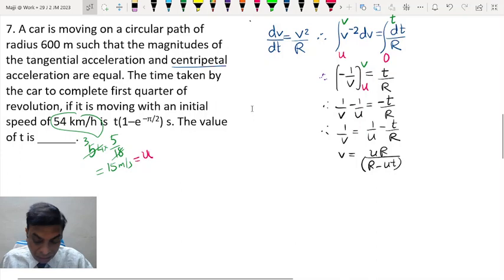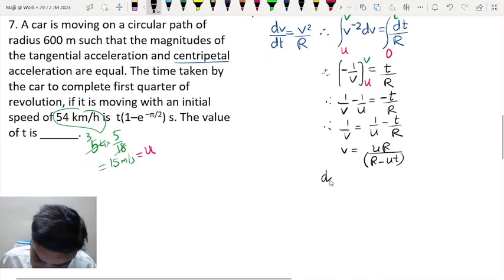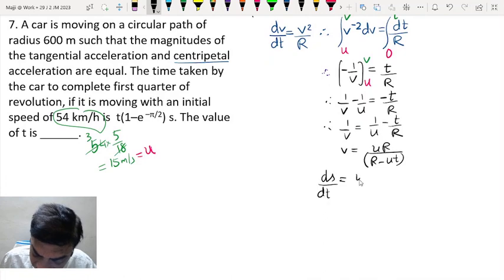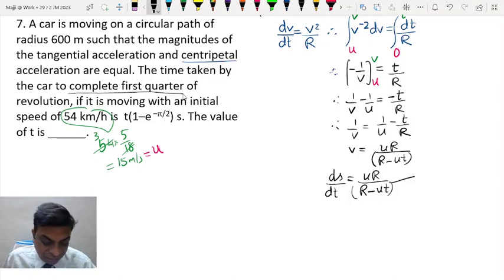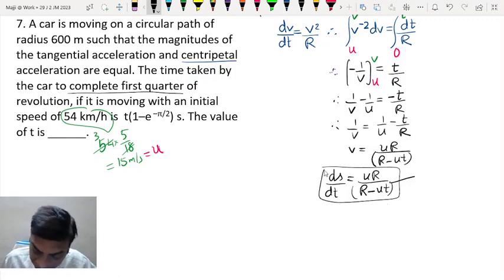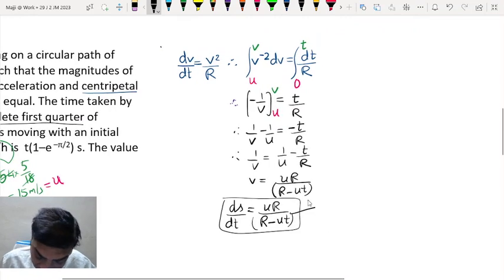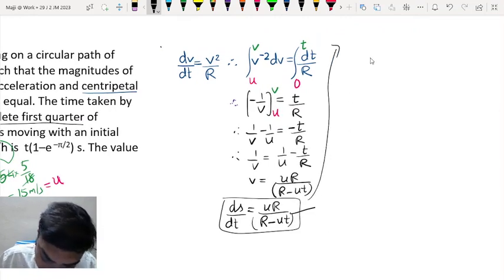Now v can be written as ds by dt. Velocity is the rate of change of displacement. So now here finally you can see that we can find the time, given that we have been given the distance covered as the first quarter. Quarter means 1/4 of the revolution. So this is a variable separable differential equation. I am separating the variables to the two sides of the equation and then I am going to integrate. So ds is equal to ur dt upon r minus ut.